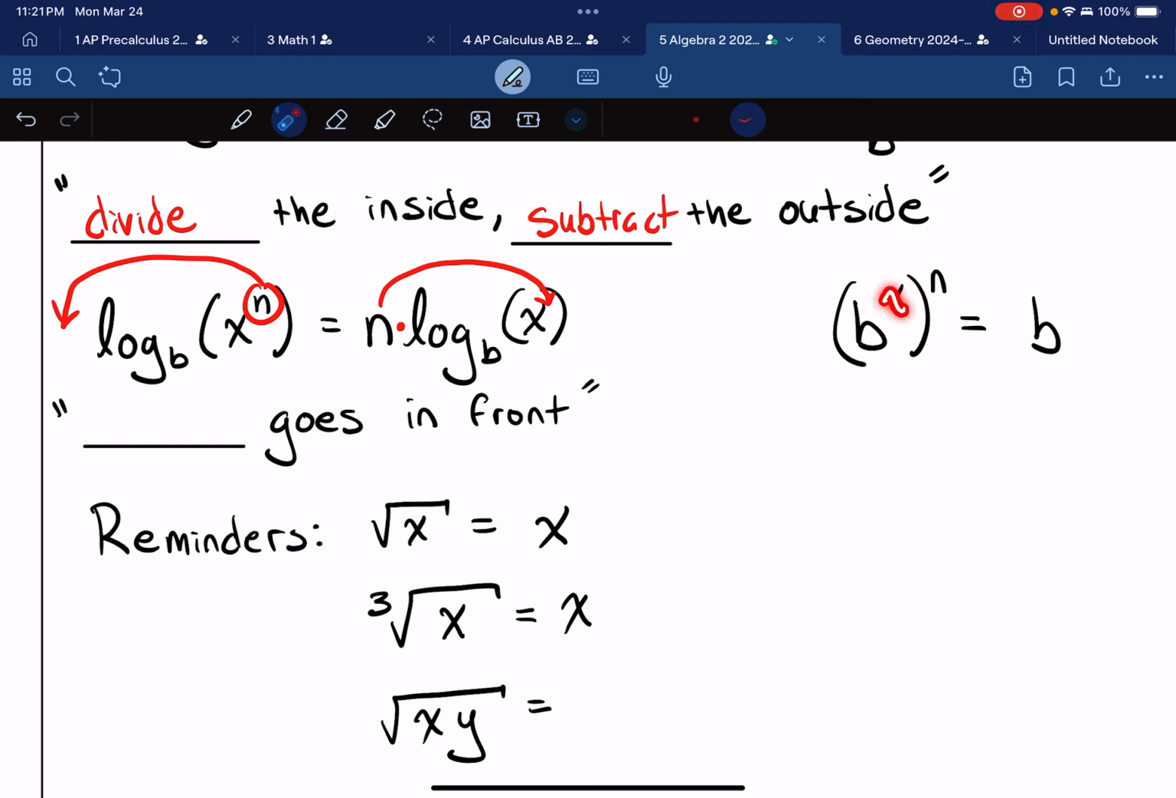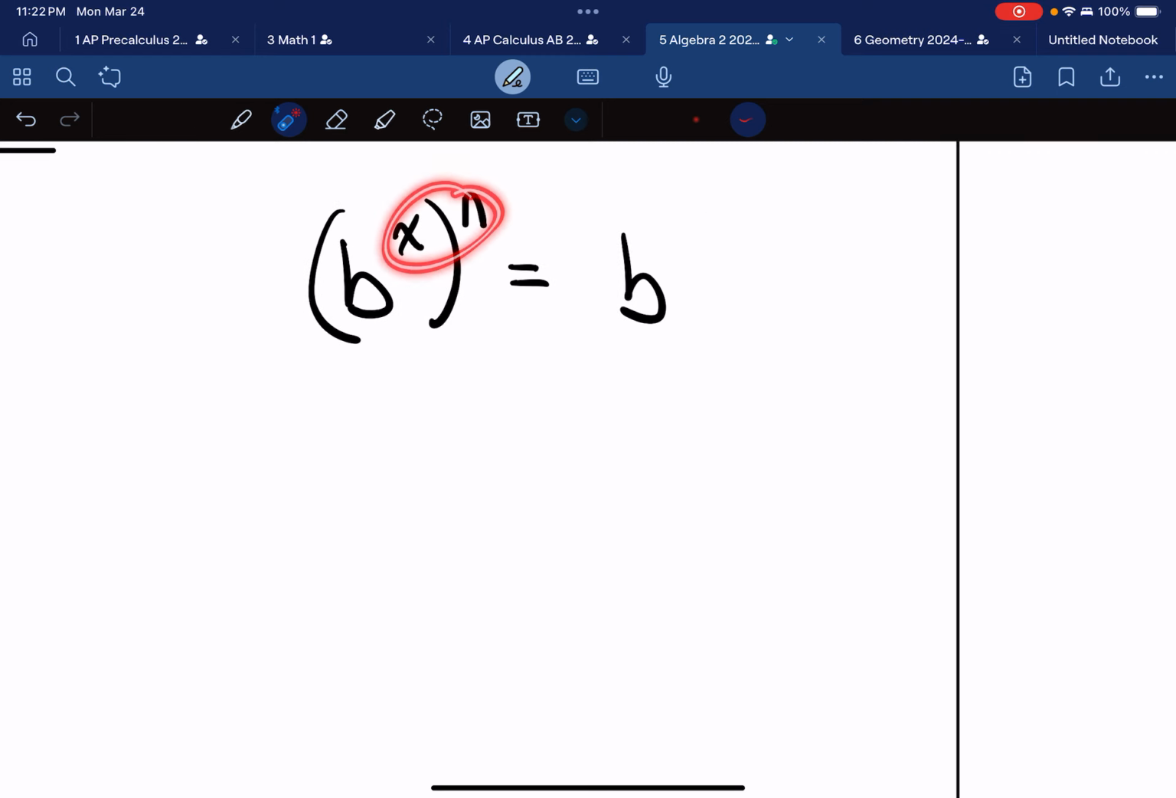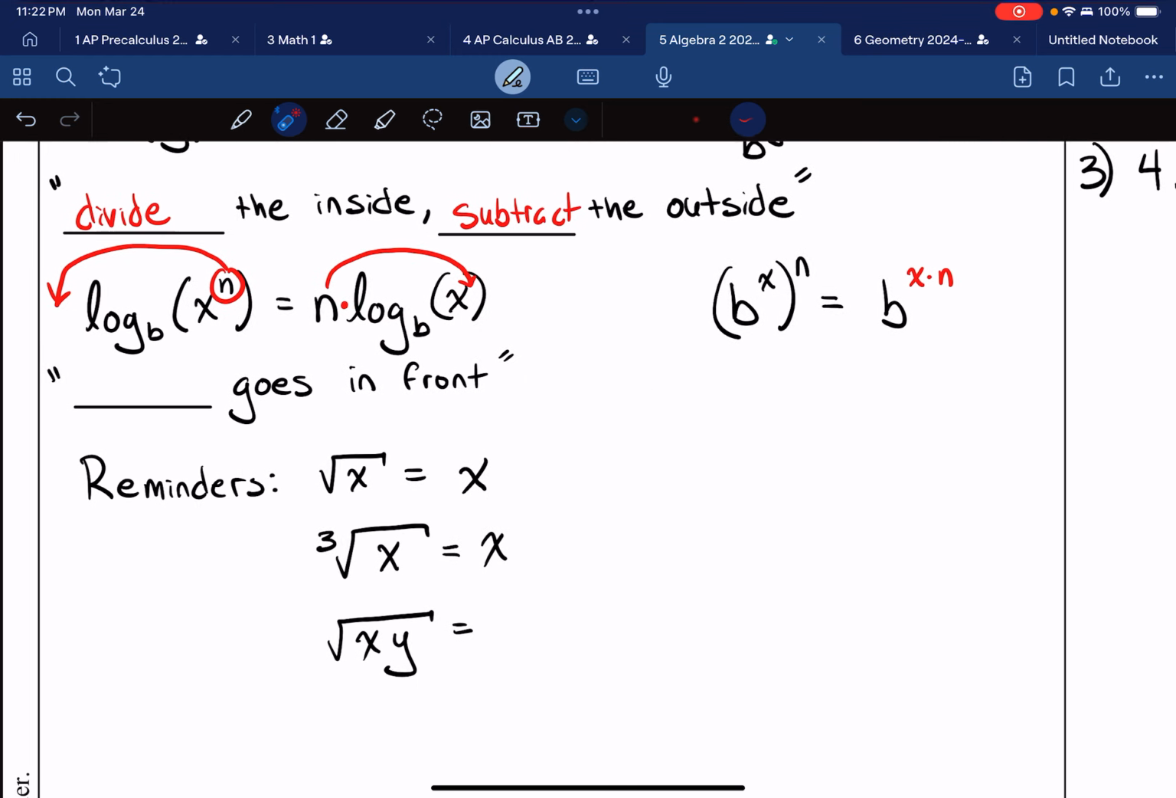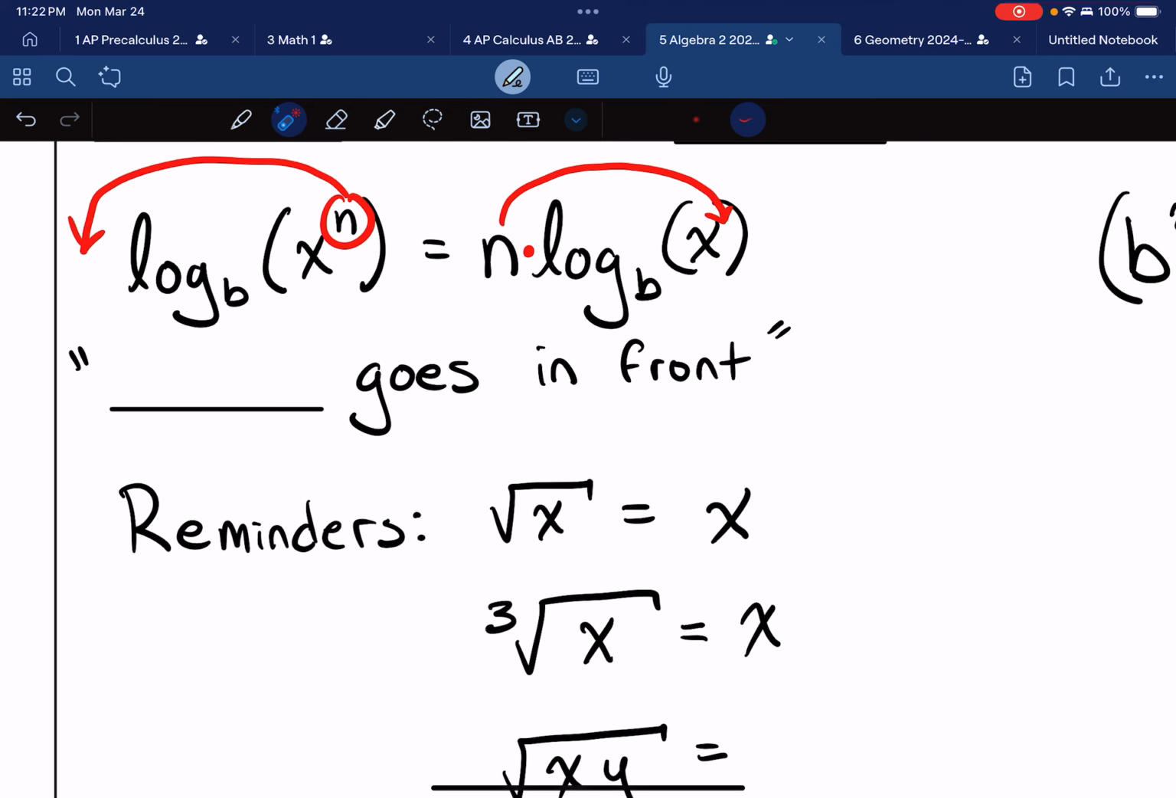If I had a power to a power, then I multiply these powers. This is going to say x times n. So a power to a power really meant multiplication, and there it is. This is a power multiplied by another power. And there's where those come from. So in general, what I just said here is that the power, or the exponent, I'm going to use the word power, the power goes in front. You are allowed to switch these positions.